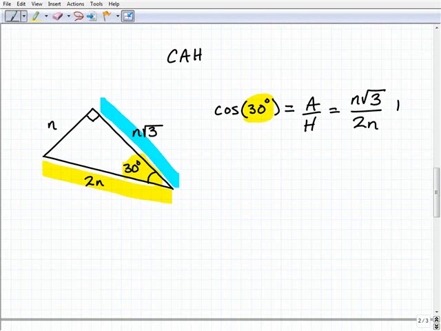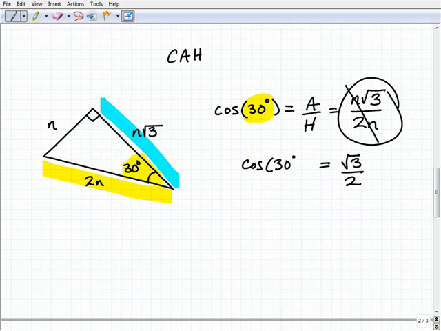Okay. Now at this point in time, you're looking at that and saying, well, that's pretty good, but you can actually simplify this even further by cross-canceling these ends. So you have the square root of 3 over 2. Okay, so cosine 30 degrees equals square root of 3 over 2.